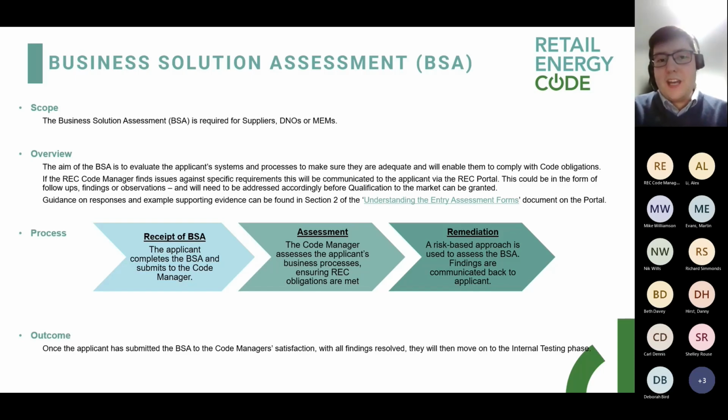So the REC Code Manager will then review this information and provide you with feedback. So this feedback can take the form of follow-ups, observations, and findings. So follow-ups are mainly requests for additional clarification or additional evidence that we need before we can progress your application. Observations are more comments and actions that won't necessarily hold up your application, but maybe an action that you need to do in the future. And then findings are the larger red flags that we've come across, such as if you have a work practice that's not in line with REC requirements, you would need to remediate that before your application can continue. So once any feedback has been remediated, we'll then pass on your application to the next phase.